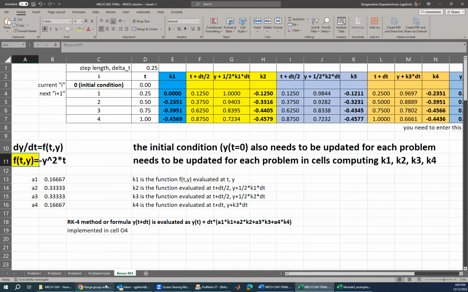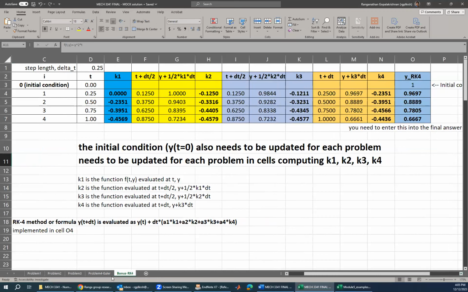So it all comes down to what is on the right hand side. Sometimes it is a function of only time or only y or both. You just have to do it patiently. It's really simple the way we have set it up.